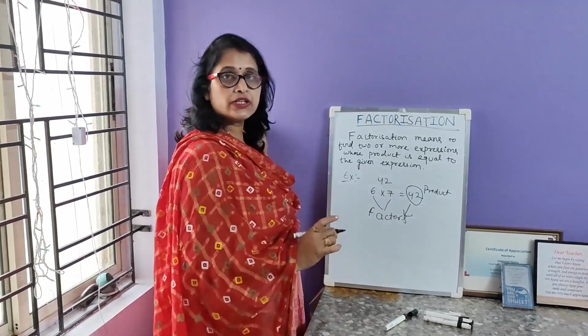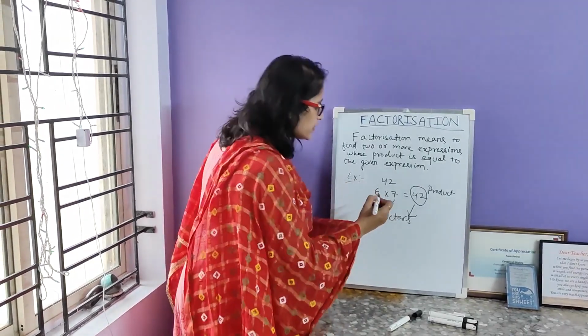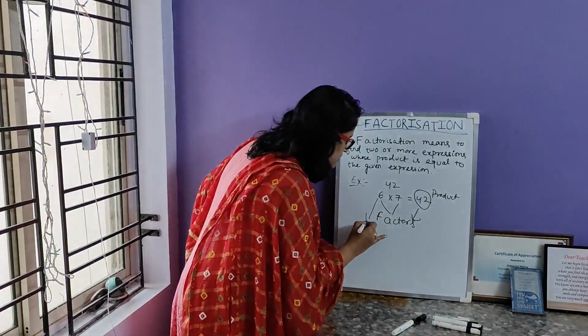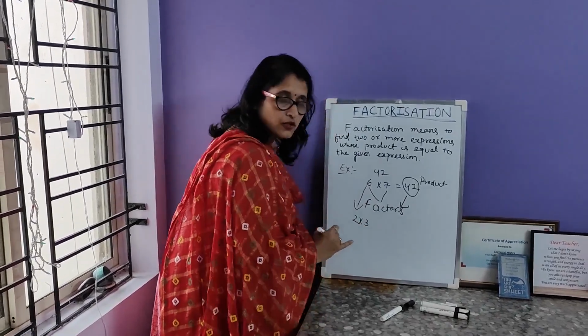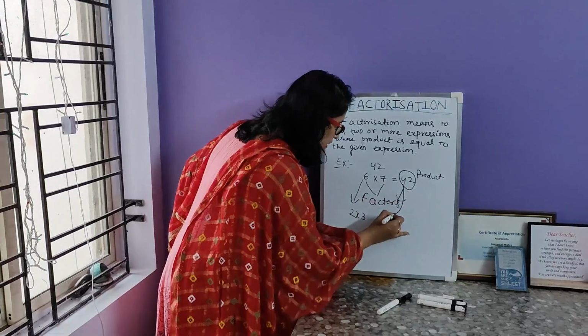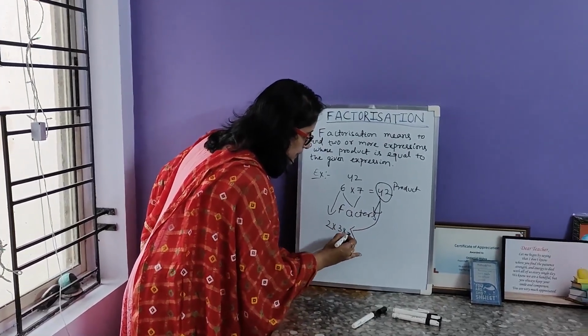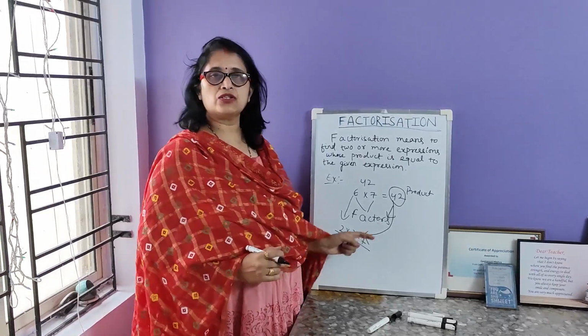But these are not the prime factors of 42. So what do we need to do to get the prime factors? We can split 6 as 2 multiply 3. So to find the prime factors of 42, we write 2 multiply 3 multiply 7. These three are called the prime factors of 42.